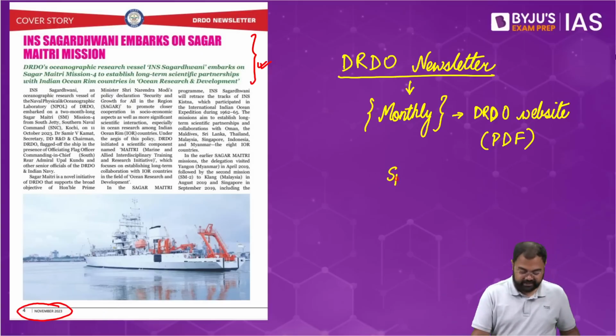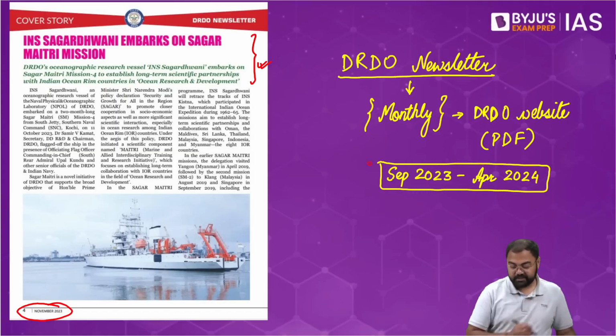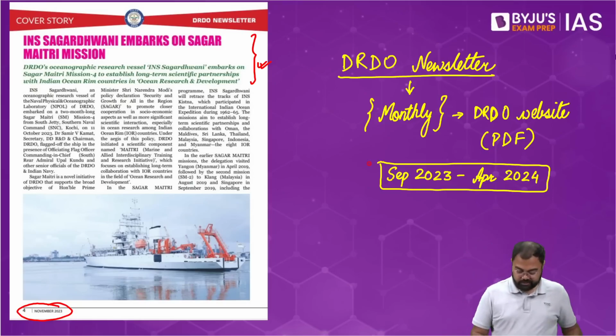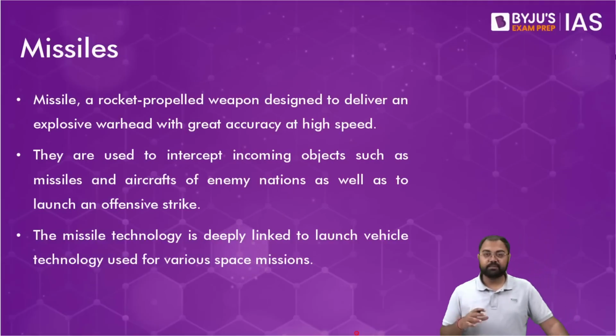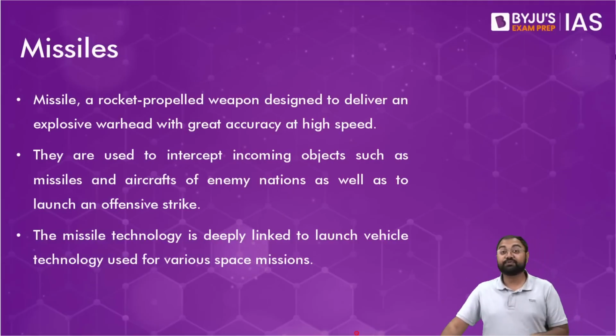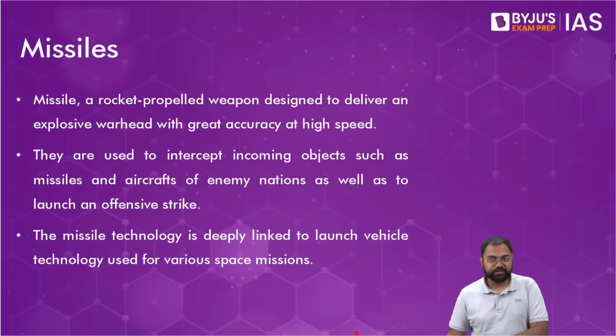Just to tell you what needs to be done, I'm writing it here itself so that you don't forget. Between September 2023 and April 2024, this is the time period that you should consider for the DRDO newsletter. Largely you will see that the questions that come have always come on the basis of current affairs. Even in 2023, there was a question that was asked in your prelims examination.